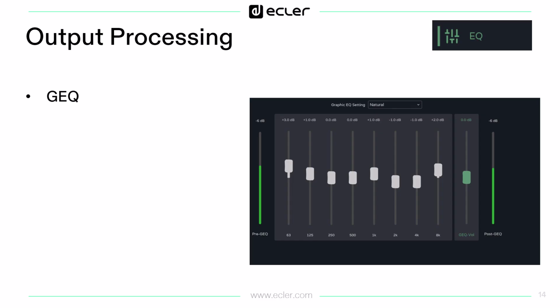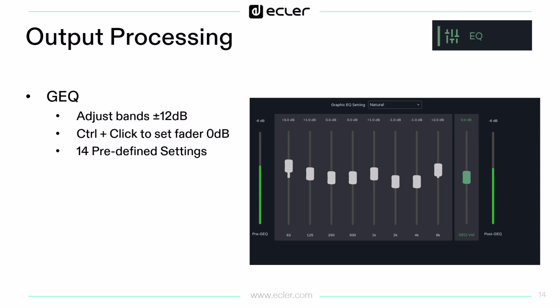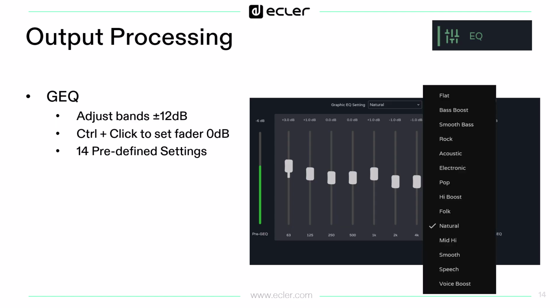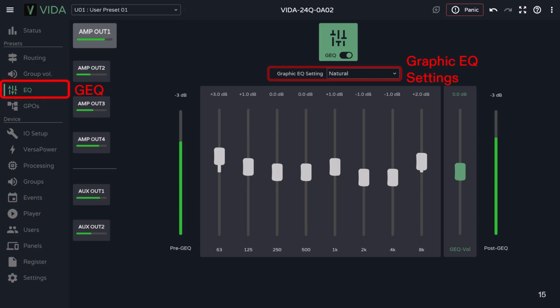Additionally to these models, there is another one that has been demanded by our customers. It's an 8-band graphic EQ that users can adjust to their tastes from panels. VIDA has 14 predefined settings. You will find the graphic EQ here, apart from the processing menu, as the graphic EQ can be changed with presets.